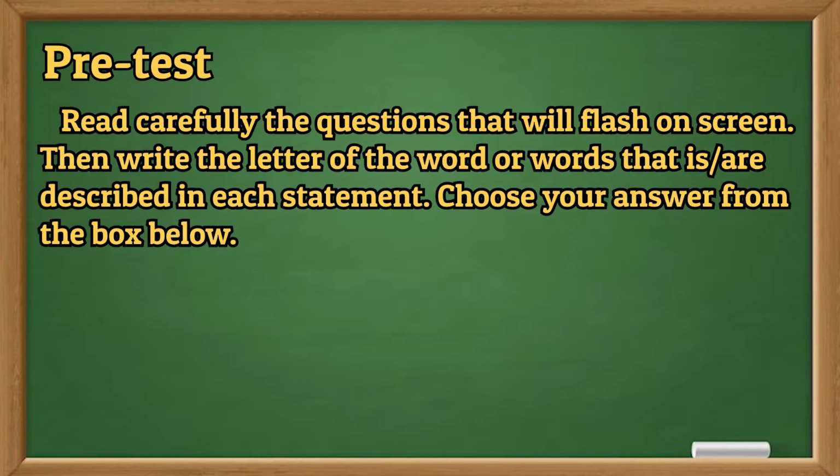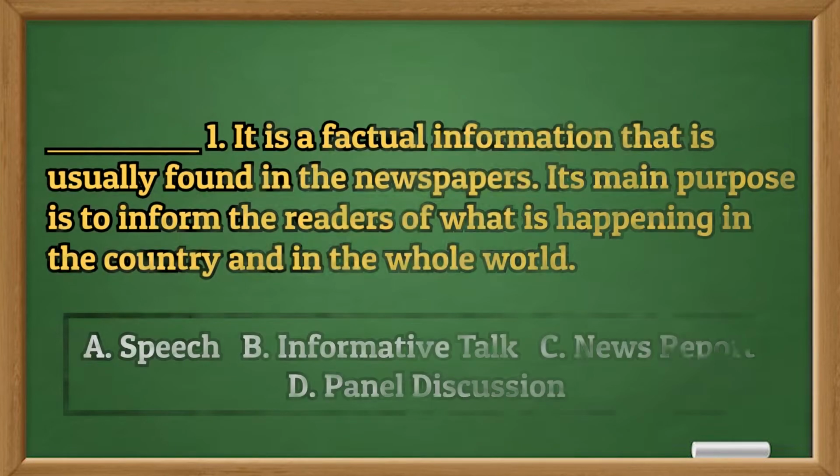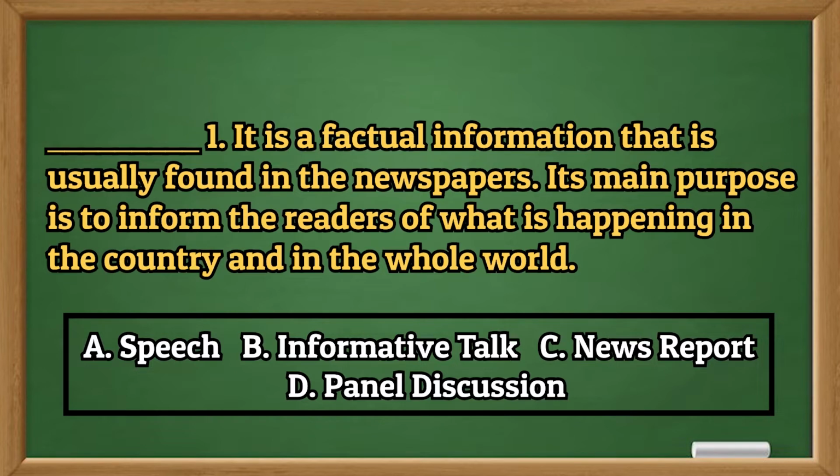Let's begin. Read each question carefully, then write the letter of the word or words that is described in each statement. Choose your answer from the box below. Number 1. It is a factual information that is usually found in the newspapers. Its main purpose is to inform the readers of what is happening in the country and in the whole world. The answer is letter C, news report.